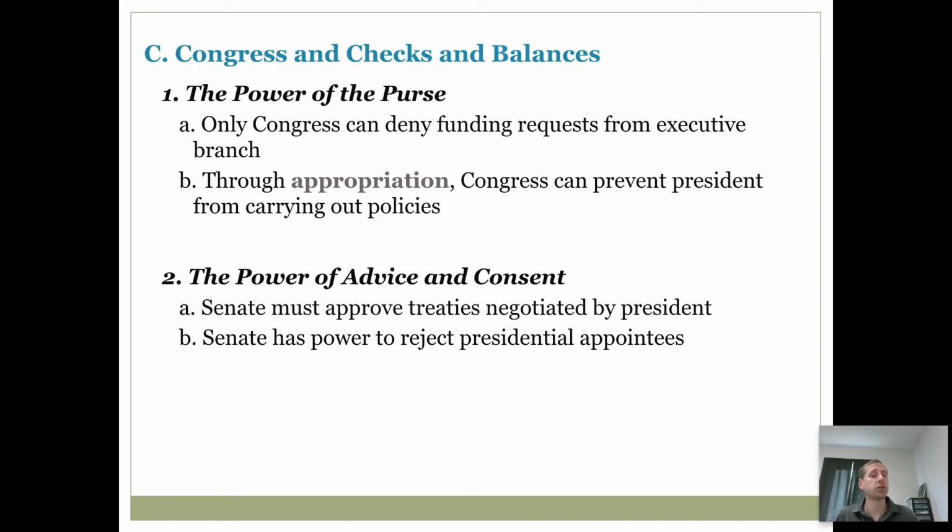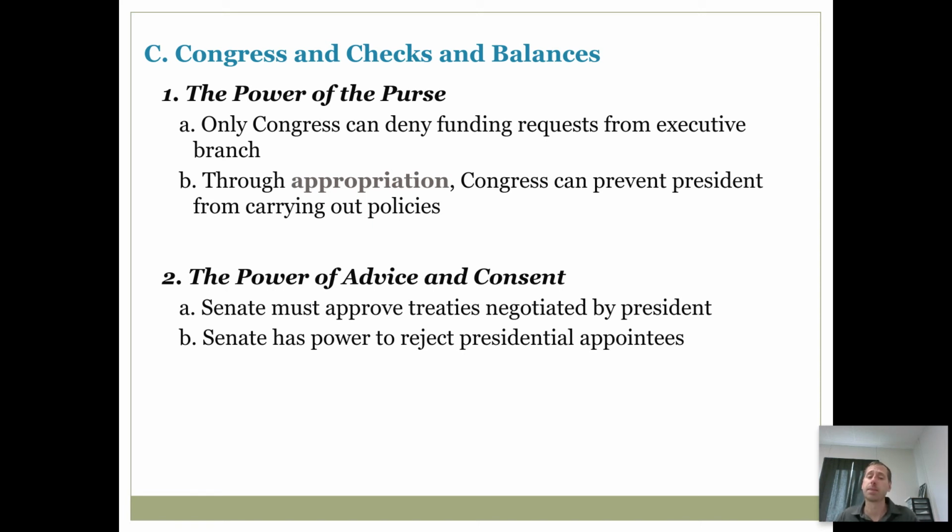If they want to, they can reduce or deny a request from the president. The president says, I want money to spend on this. Congress can say, nope, we're not going to do it. The president says, I need $20 billion so I can carry out this policy that I really want to do. Congress can say, nope, we are not going to appropriate that money. So it's a check, in a sense.